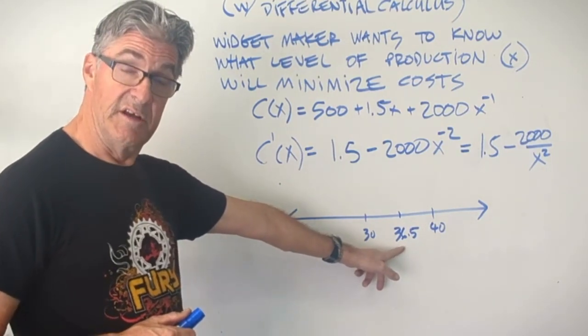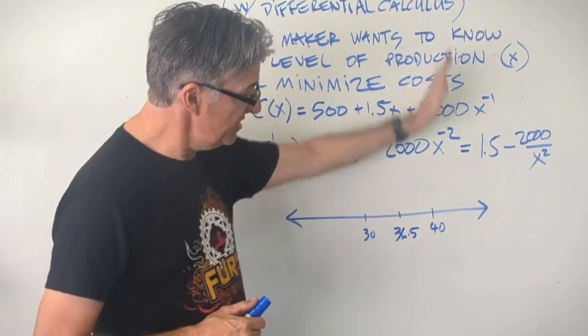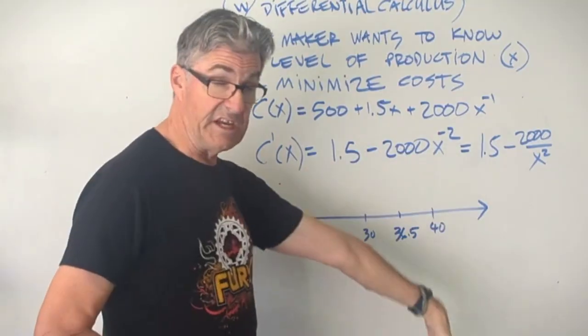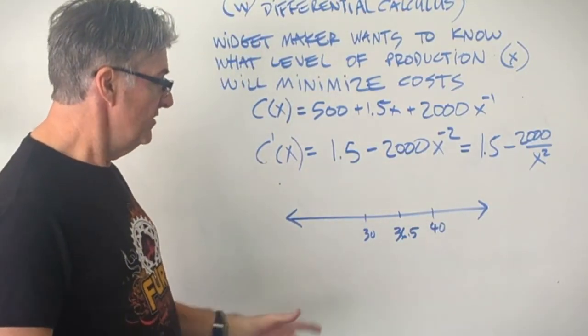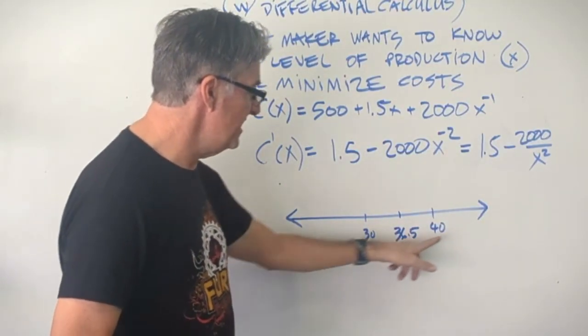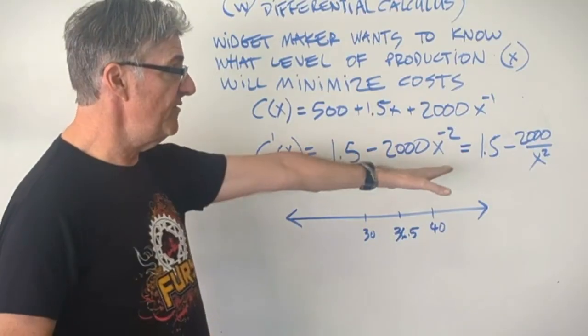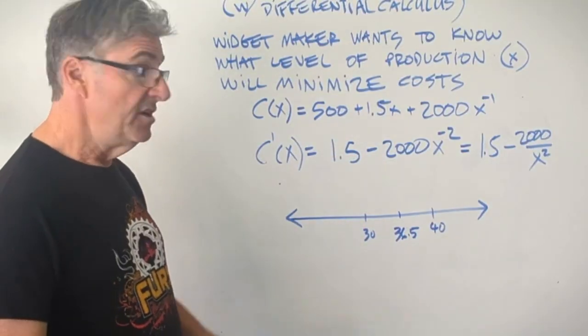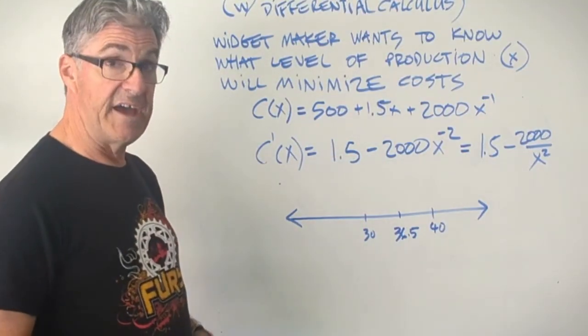This is the turning point. So it either goes from decreasing to increasing or increasing to decreasing. Now we're going to find that out. So you pick 2 easy values on either side, you plug them into the derivative function, and you see what you get. So go ahead, pause the video and do that and come back.